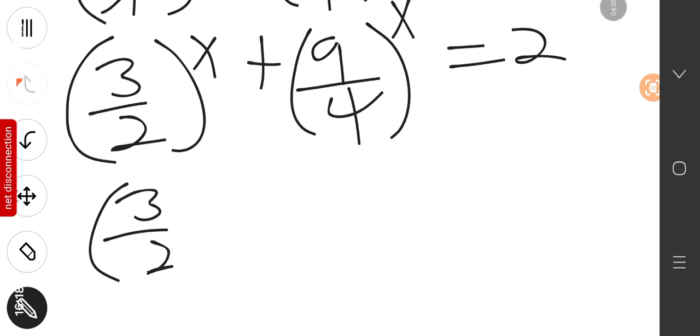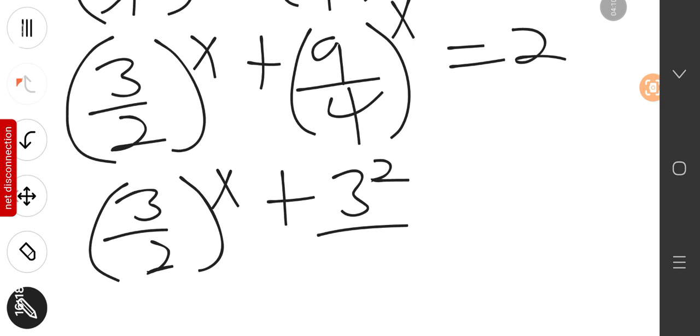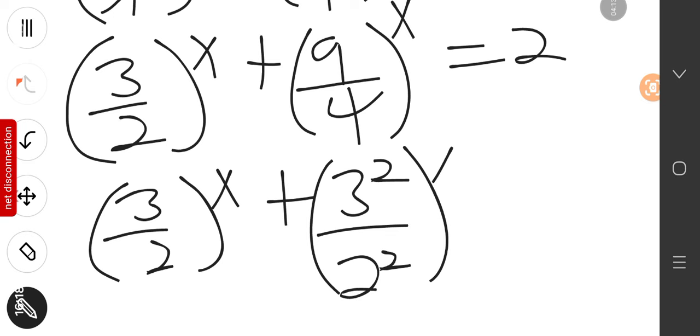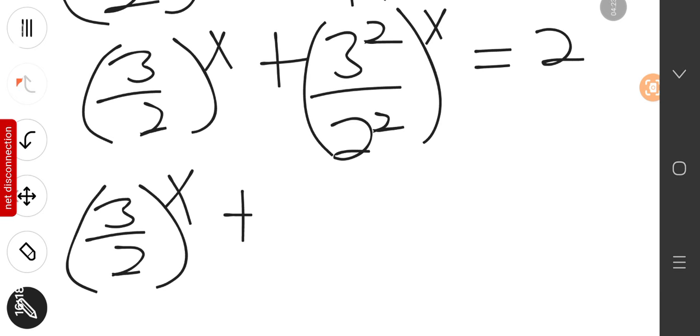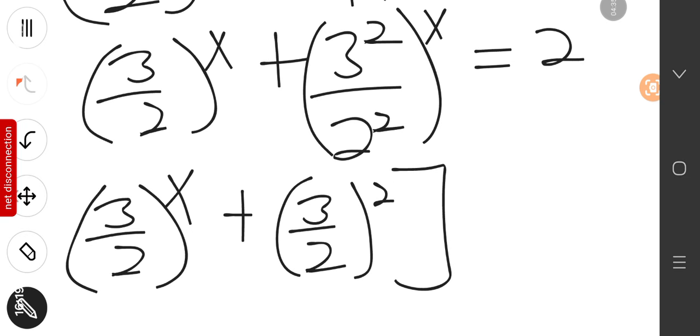(3 over 2)^x plus 9, which is the same as 3 squared, over 4, which is the same as 2 squared, in a bracket exponent x equals 2. So we're going to have (3 over 2)^x plus, now let's apply the power of a quotient law of indices. We have already stated this law. So we are going to have (3 over 2) in a bracket squared, and then everything exponent x. So we are applying the power of a quotient law of indices.